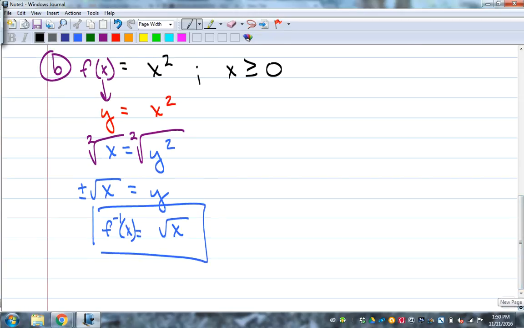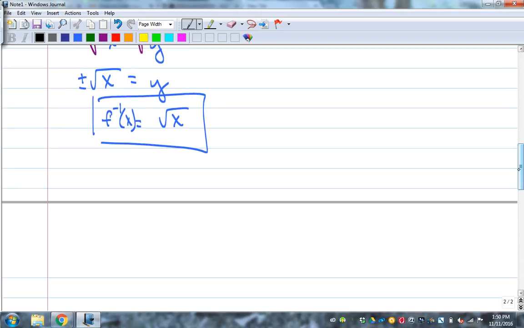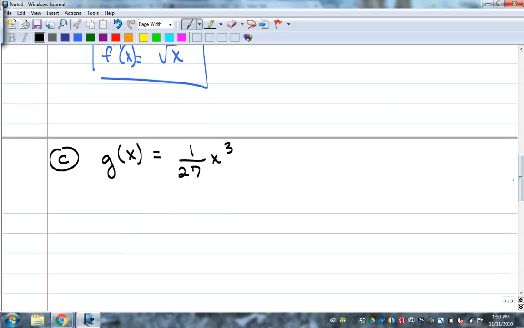Let's look at this. All right. Let's say we had the function g of x is 1 over 27 x to the third, and we want to find the inverse of that. Is that x to the third? That 3 on that x is an exponent, yes. 1 over 27 and then times x to the third. That's what that function says.